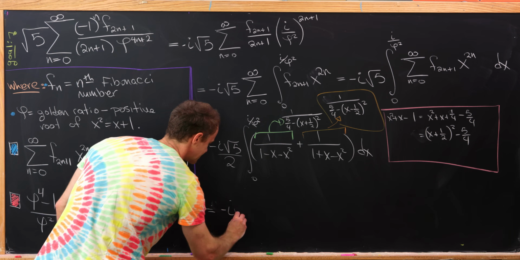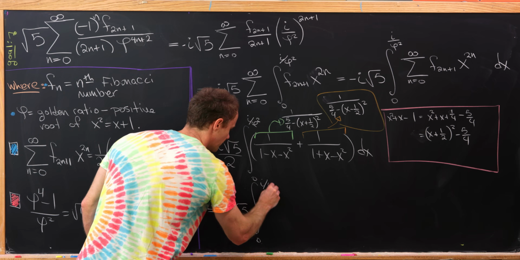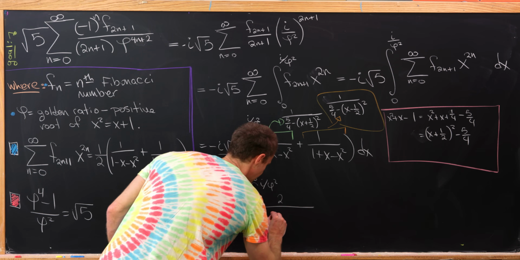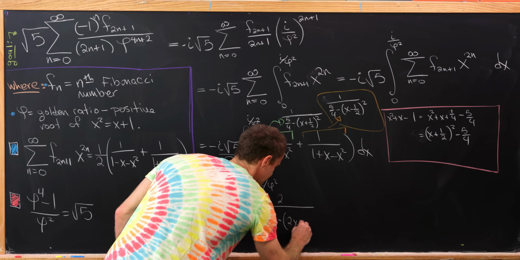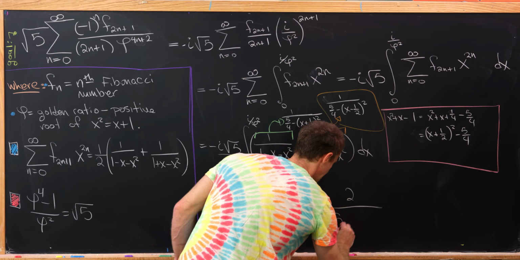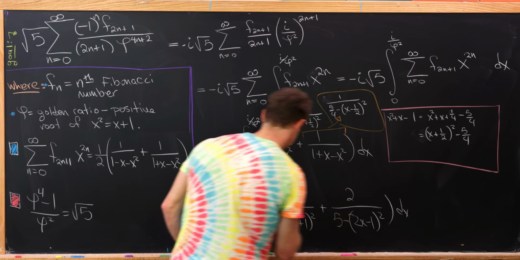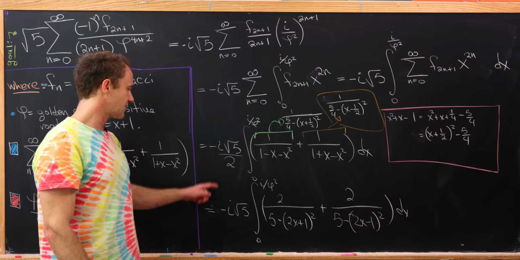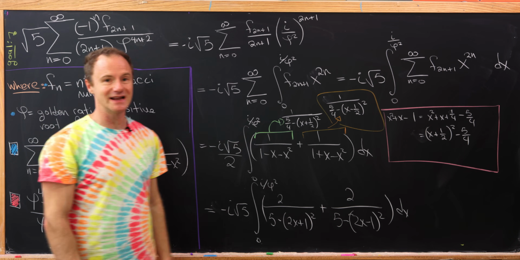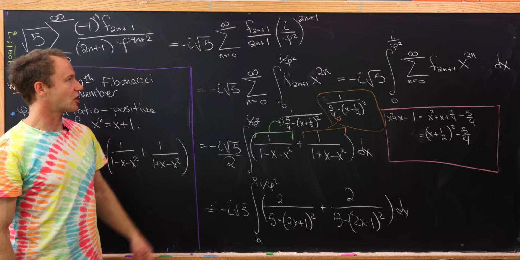So we still have our minus i times root 5 out front, our integral from 0 to i over phi squared, and now we'll have 2 over (5 minus (2x plus 1)) squared plus 2 over (5 minus (2x minus 1)) squared dx. Okay, great. So again, we built that 2 up to a 4, that's going to cancel this 4 in the denominator, but when it enters the square, we've got to take the square root, but that's going to cancel that down. Okay, so let's start there.